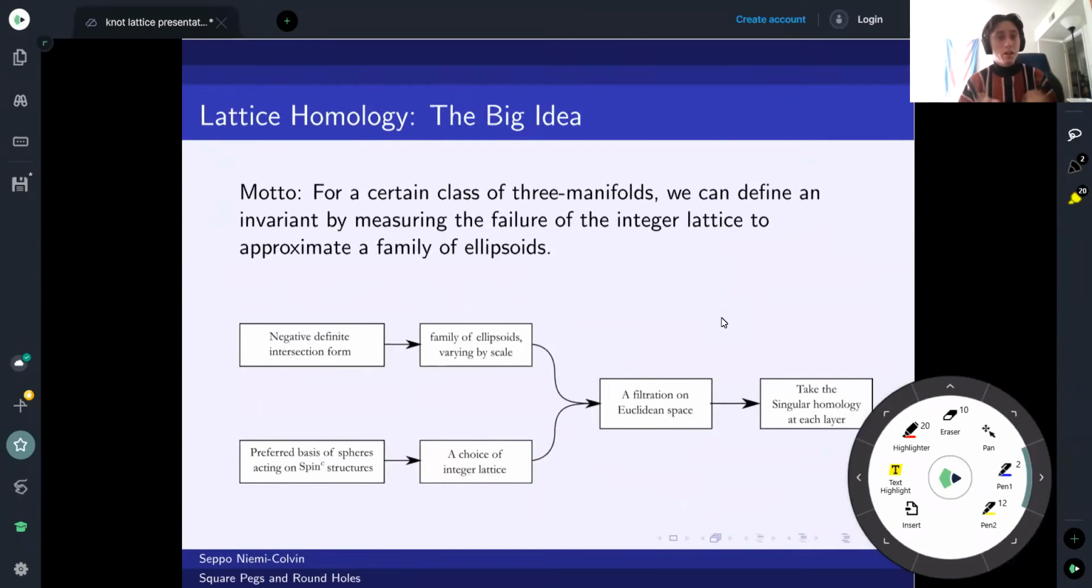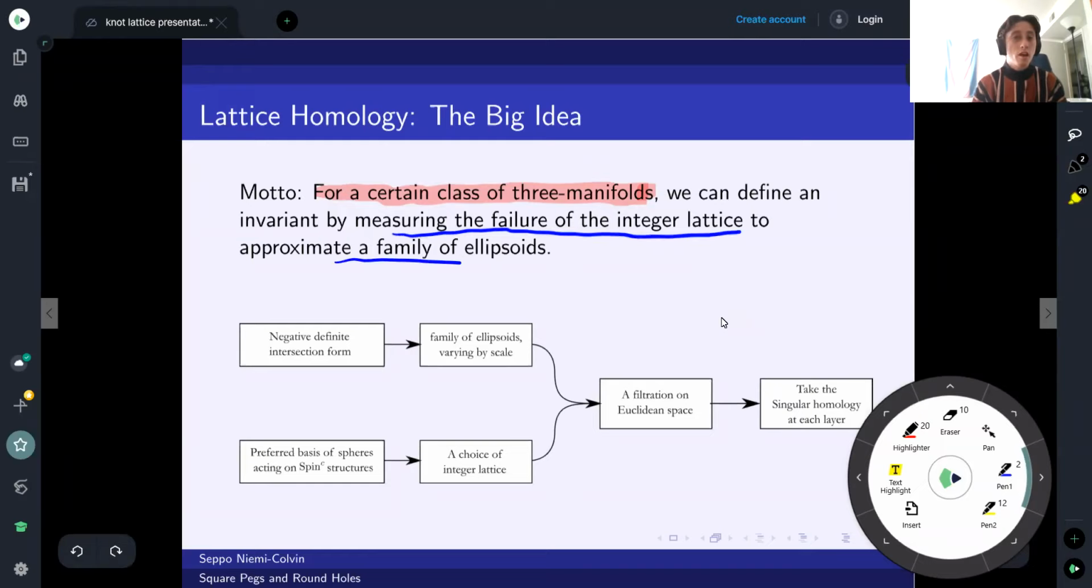So now I'm going to get to a new idea, which is lattice homology. And this is something we will want to define for a certain class of three-manifolds in order to give us information about them, perhaps tell them apart. You can do other things. It'll function like singular homology, as an algebraic structure that you can study. And for lattice homology, the motto will be that we are measuring the failure of the integer lattice to approximate a family of ellipsoids. And if you take one thing away, that'd be the thing you keep in mind.